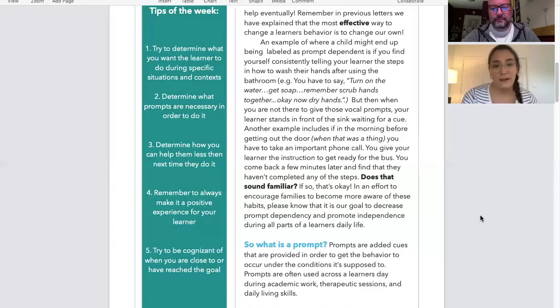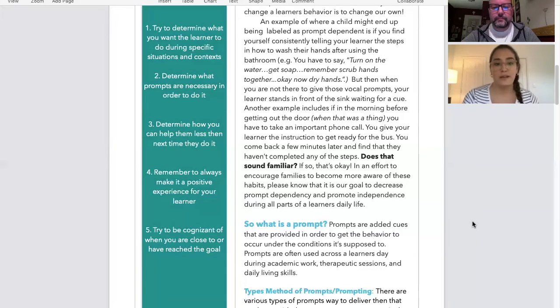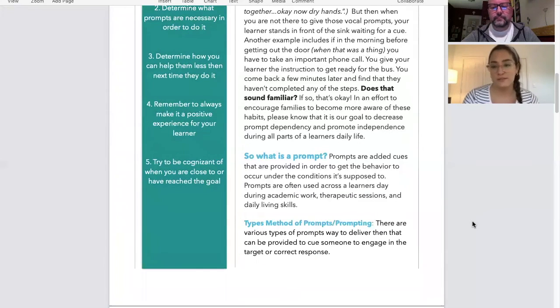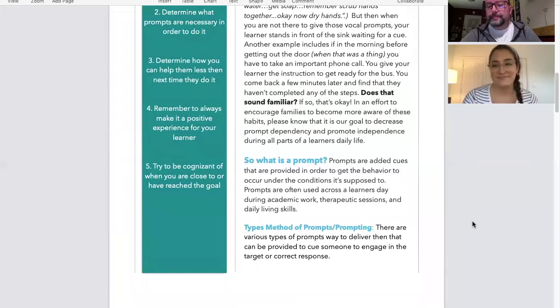And that's okay. In an effort to encourage you guys to become more aware of these habits, please know that our goal is to decrease that prompt dependency that we hear about and promote independence during all parts of a learner's daily life. Cool. So let's talk about, so what is a prompt? You hear it a lot.